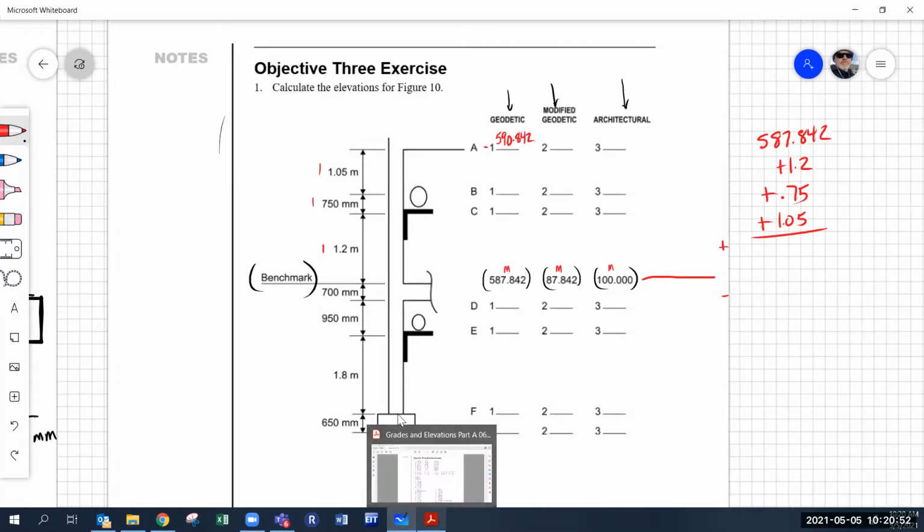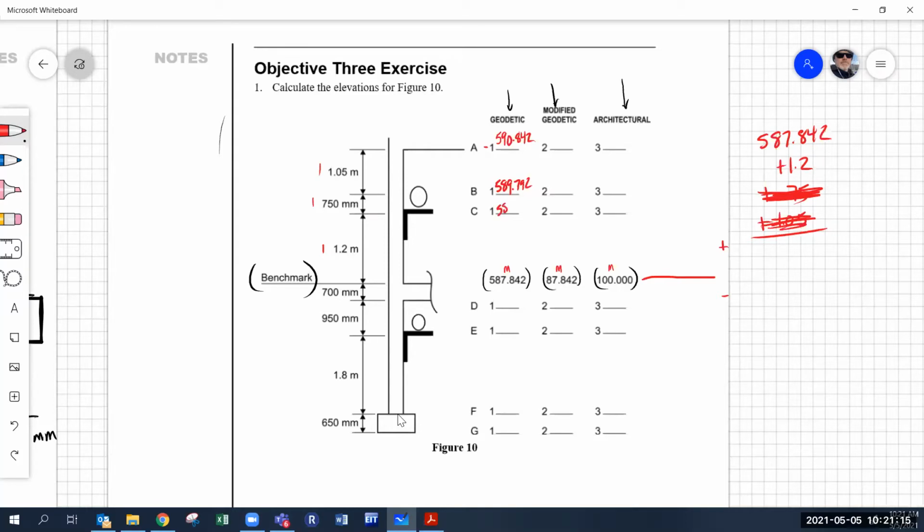And now we're going to take the 1.5 off. And then we're going to add this, and B would be 589.792. And then C, we're going to take the 0.75 off. We're only going to go 1.2 meters up. And then that's going to be 589.042.